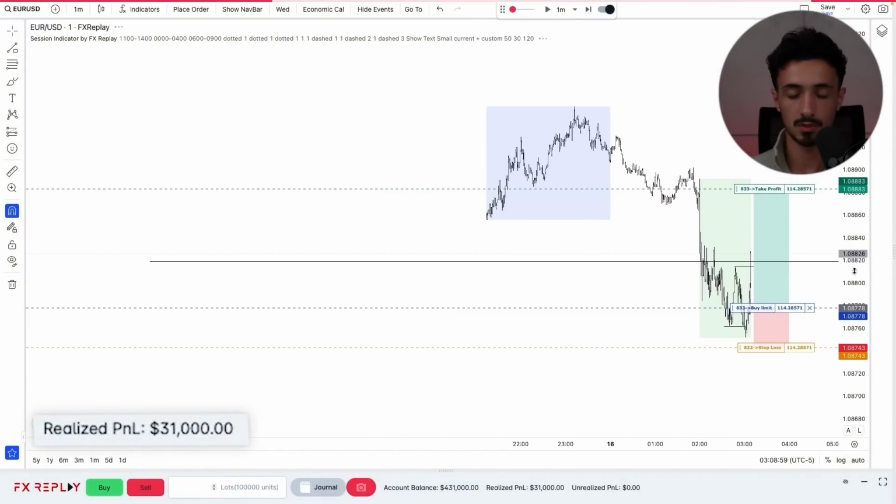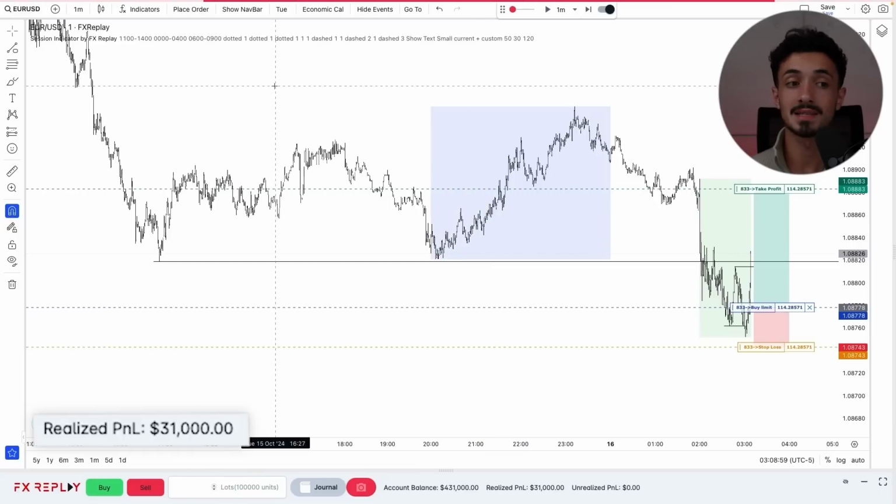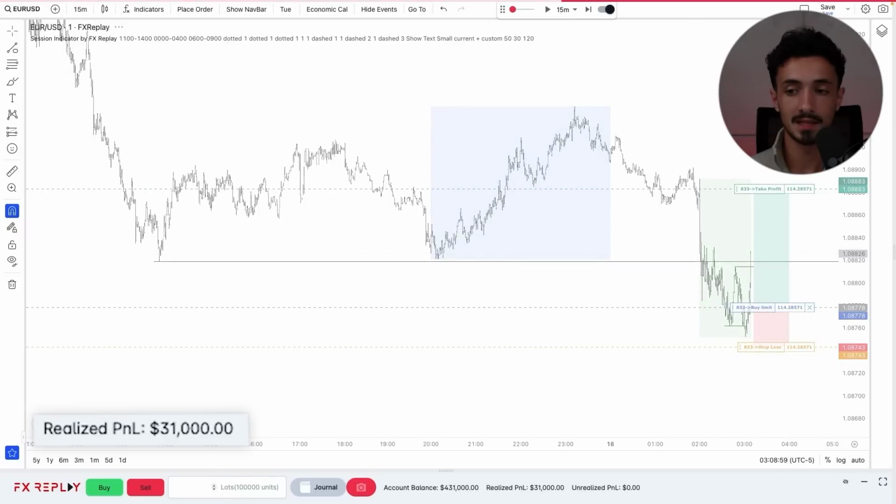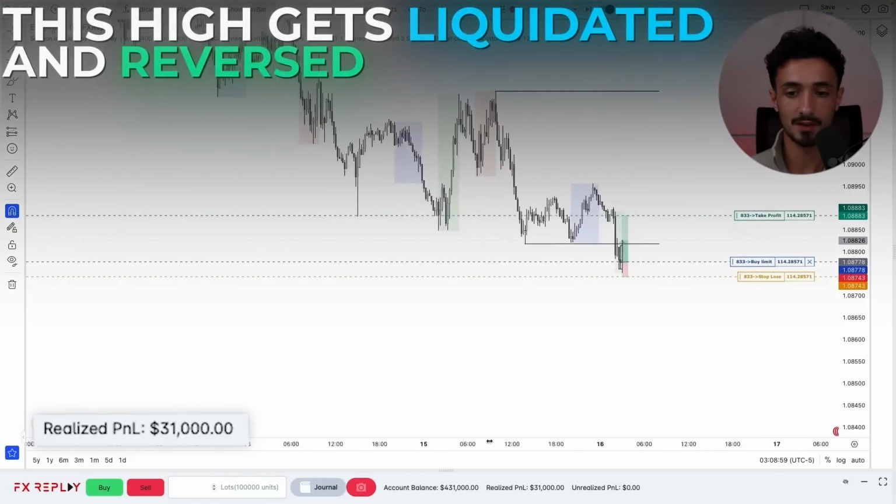Now, there's arguments, of course, because when you know the statistical probability behind this high being liquidated, remember this is the Asia high, as you guys know, right? If we go to the 50-minute time frame, day in, day out, this high gets liquidated and reversed on, right?